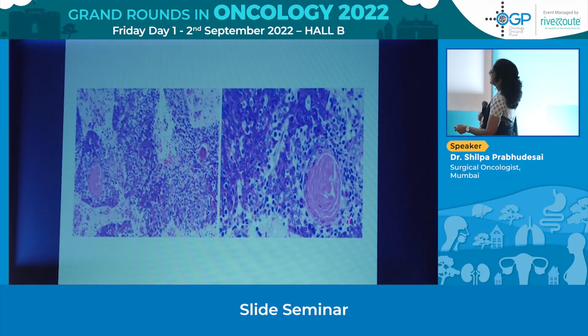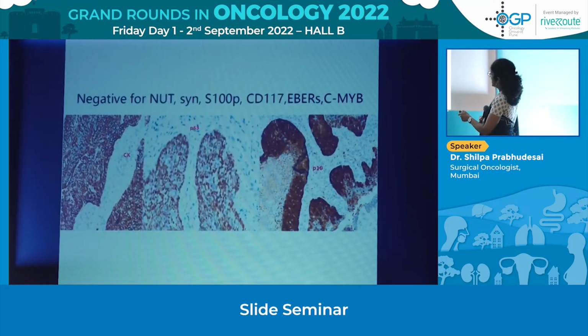And interestingly, there were these foci of what is called abrupt keratinization. That is when you have a very high grade looking tumor and suddenly these foci of keratinization pop up. So when I show you abrupt keratinization, again those of you who are familiar would expect that maybe I am showing you a NUT midline carcinoma.